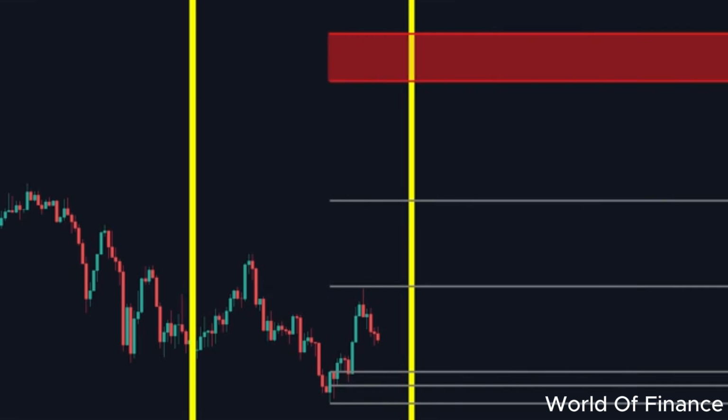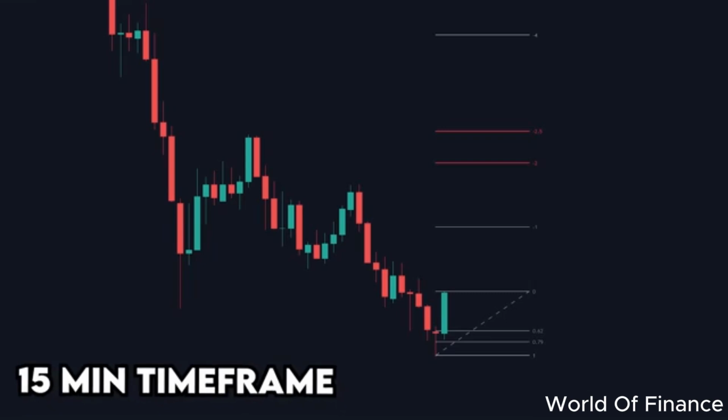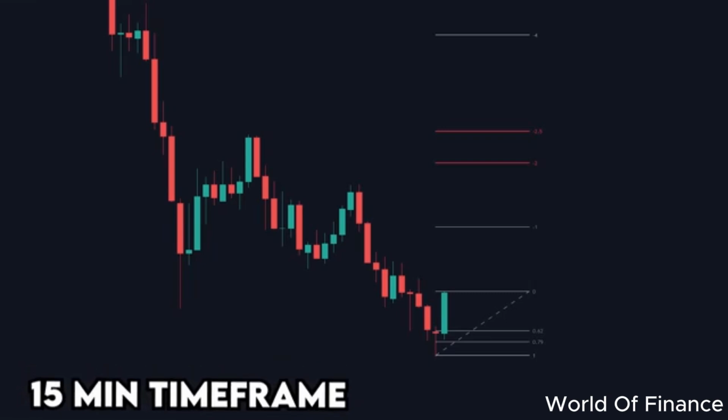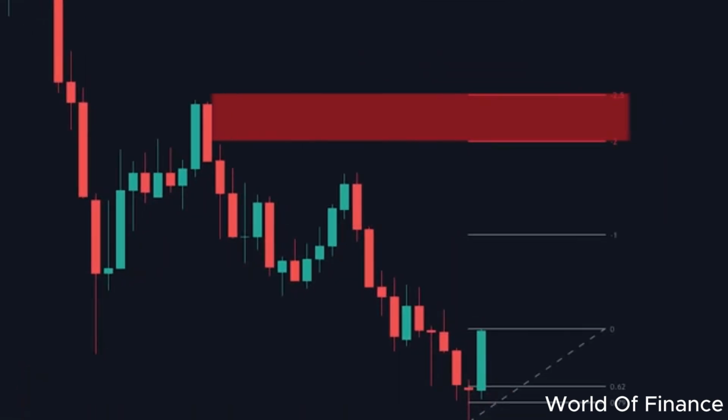This red zone is where you should be looking to take the majority of your profits. It's even better if this red zone is in alignment with some other confluences. In this example, it aligns with our buy side liquidity, which is absolutely perfect.